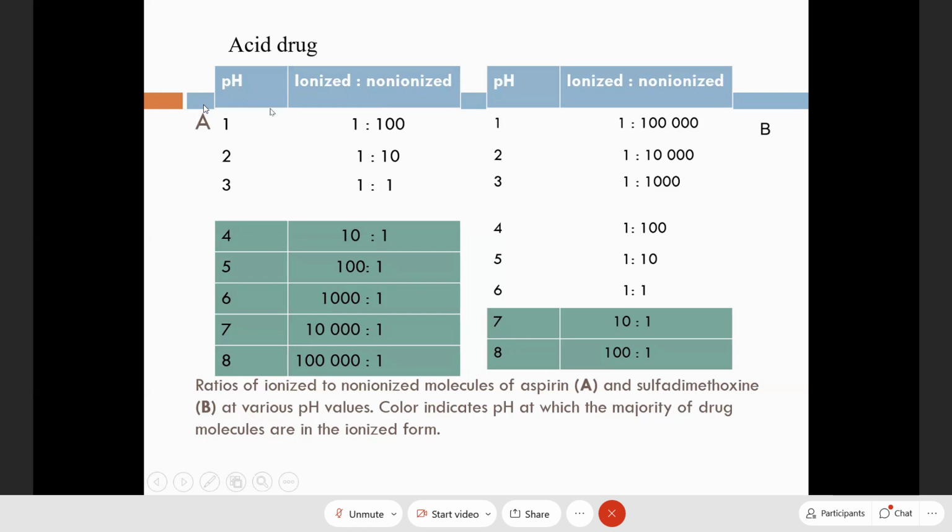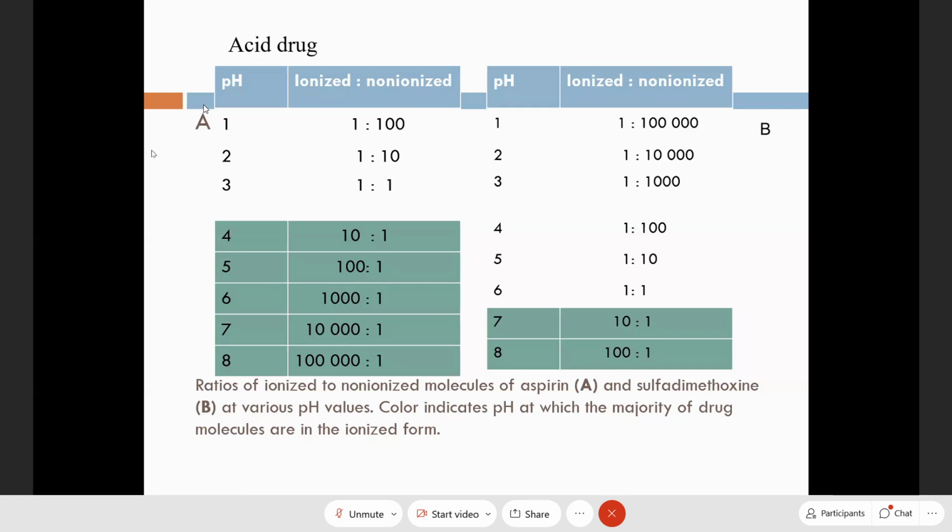So here, acidic drugs, aspirin and sulfa, both are acidic drugs, weak acids. Acidic drugs exist predominantly in the non-ionized form at any pH that is more acidic than the drug's pKa.